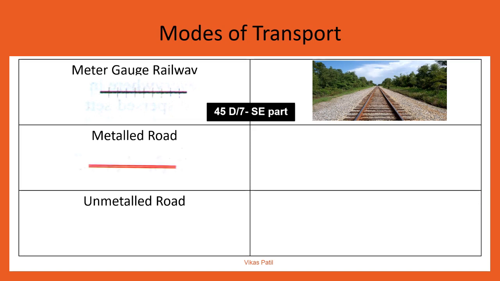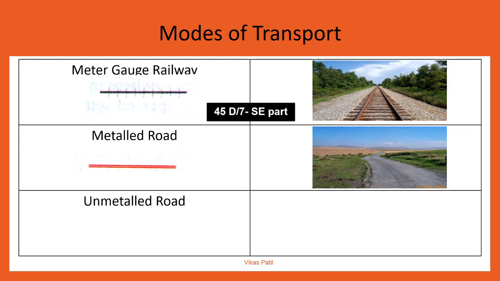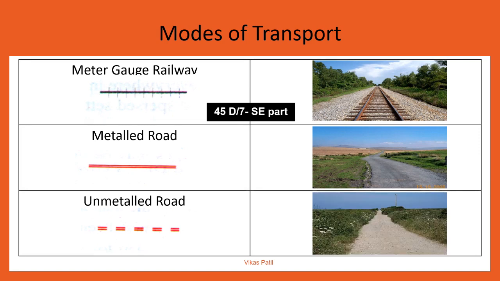You would find a meter gauge railway there. Metal road. On our map, metal roads are shown with thick red line. Metal road is the cemented road. Then we have unmetalled road. Here, instead of thick red line, we have parallel dash line. You can see unmetalled road is not cemented. This is an example in D7. If you go to 8473, or 74, you would find the symbol of unmetalled road there.